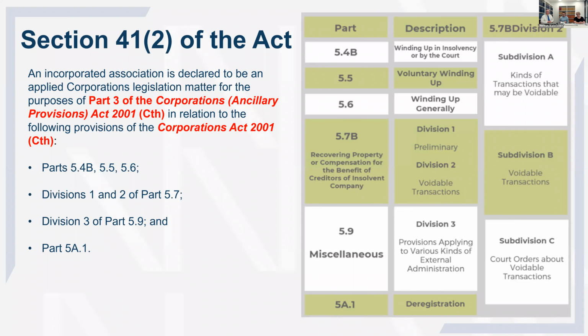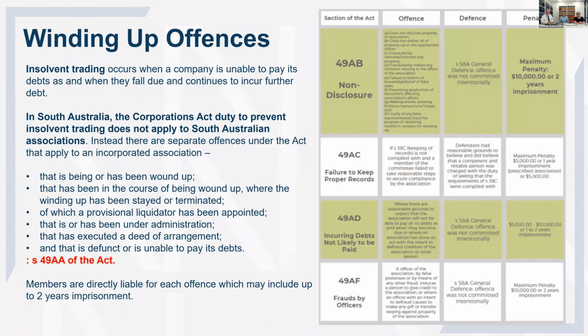Now, one of the last final slides I'll be talking about is certain offences that apply to people within the incorporated association once the association is wound up. And the first one is, and it's quite a long and laborious section, but it really deals with offences by officers and former officers for failing to disclose or deliver up property or documents of the association to the liquidator.